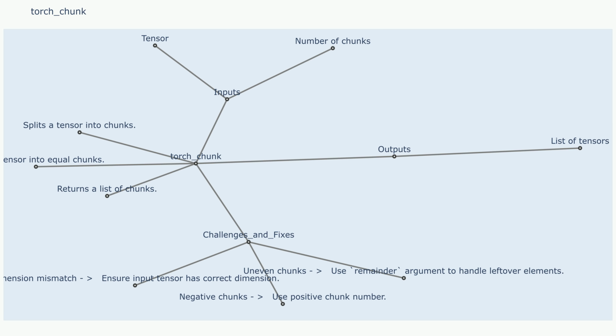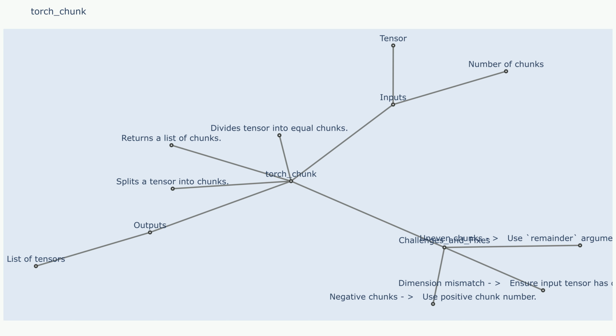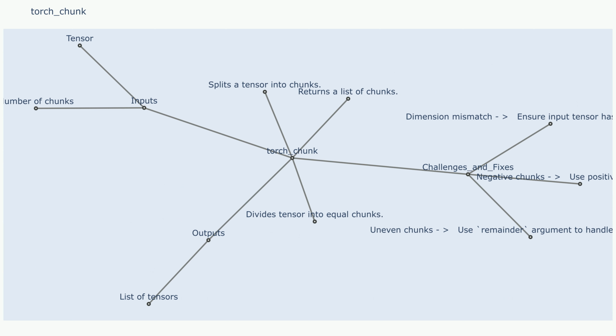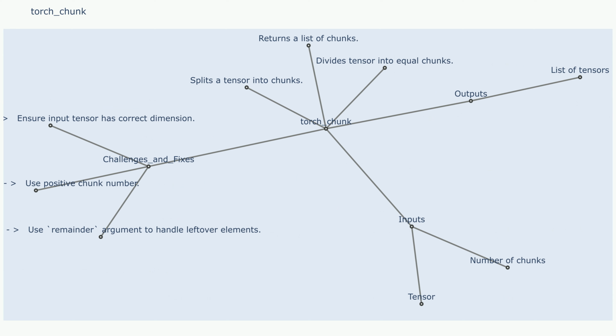torch.chunk. Description: the torch.chunk function splits a tensor into multiple chunks along a specified dimension. It divides the tensor into equally sized chunks, and the last chunk may be smaller if the tensor's size is not perfectly divisible by the number of chunks.